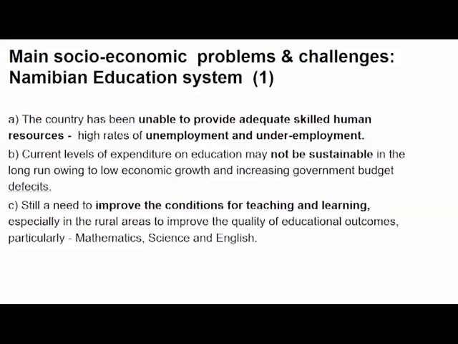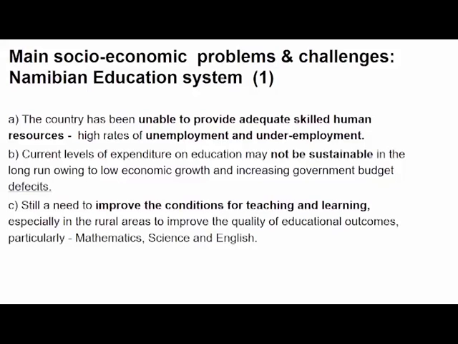So what challenges and problems do we deal with today because of the history of Namibian education? There are quite a few important problems that we need to focus on, and the first one is that our country still isn't able to provide adequate skilled human resources, and that we still have a lot of unemployment and underemployment. Secondly, the levels of expenditure in education are not sustainable in the long run, and the government is forever dealing with increasing budget deficits.